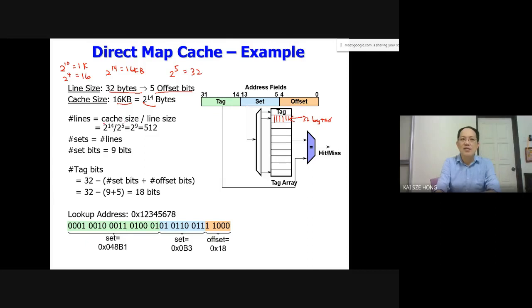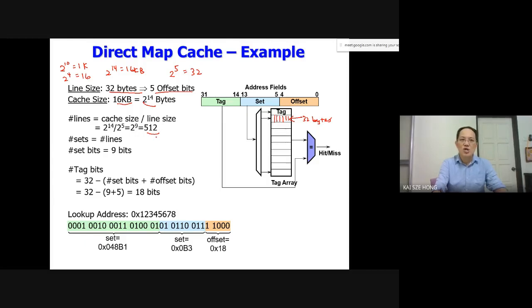So the number of lines equals cache size over line size. This is 2^14 over 2^5, so we get 2^9. So the number of lines is 512, because one line is 2 to the power of 5, 32 bytes, and you have 16 kilobytes. So definitely you have 512 lines.